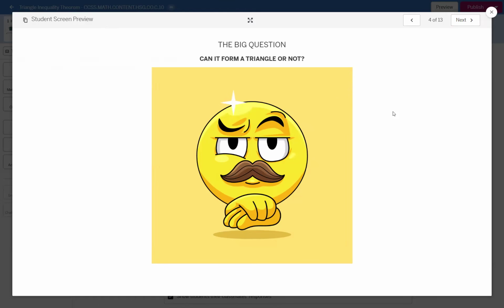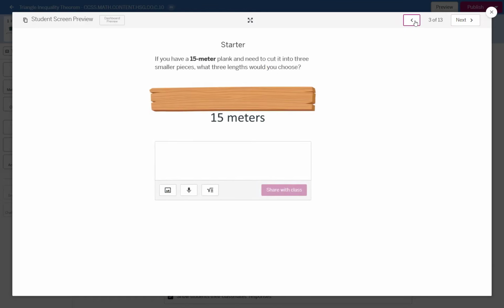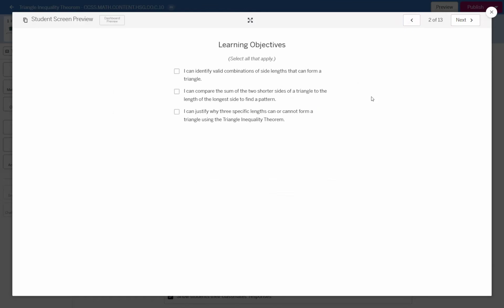And today we're going to find out what different measurements can form and cannot form a triangle. So first, let's start with our learning objective and success criteria for us to be guided in this learning journey. You can identify the valid combinations of side lengths that can form a triangle, compare the sum of the two shorter sides of a triangle to the length of the longest side to find the pattern, or justify why three specific lengths can or cannot form a triangle.